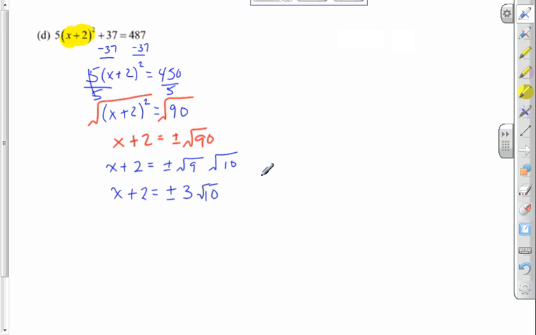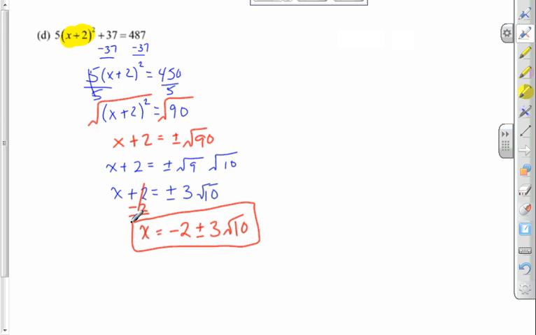We're not solved for x just yet. We need to subtract 2 from both sides. So our final result will look like this. Negative 2 plus or minus 3 radical 10. Certainly not a pretty solution set. Okay? This will be irrational zeros, and you can go ahead and find the value of them by putting them into your calculator.